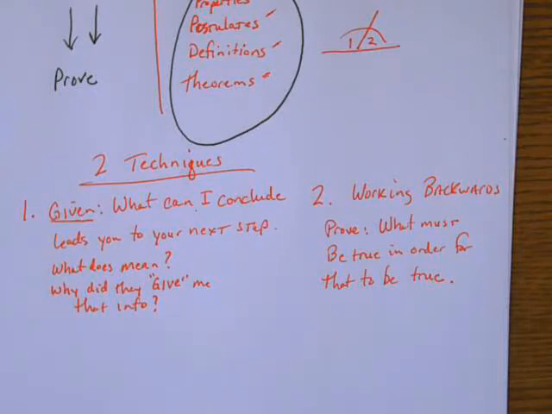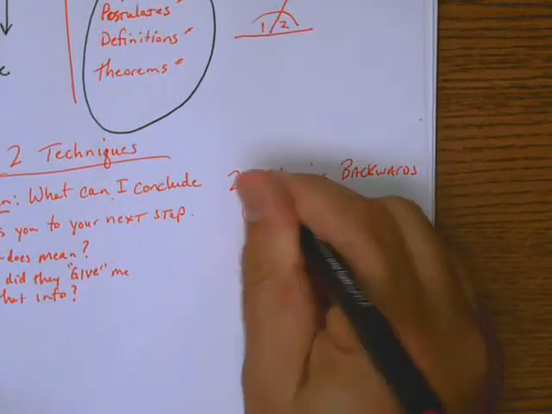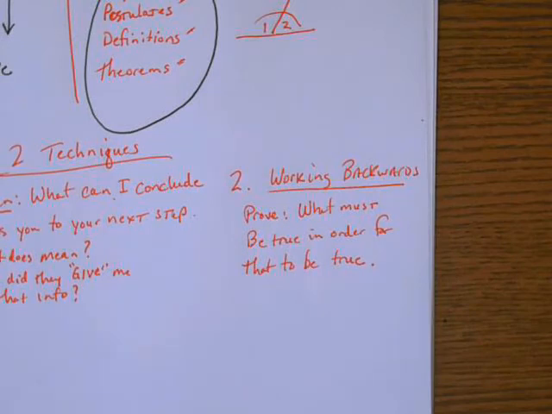Now, not every problem is really clear just by using technique number one. You might need to employ technique number two. And here's technique number two. Working backwards. Working backwards means we go to what we're trying to prove, and then we say, what must be true in order for that to be true? And then we work our way backwards. What must be true in order for that to be true? What must be true in order for that to be true? You see? I work my way all the way back until maybe the given information or information that I have. So there's two techniques.